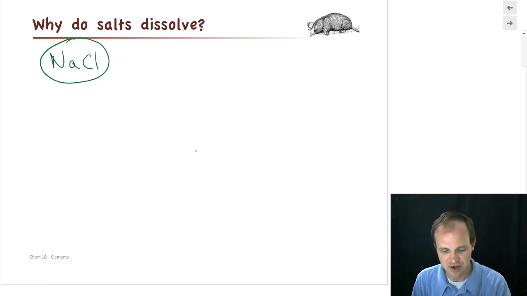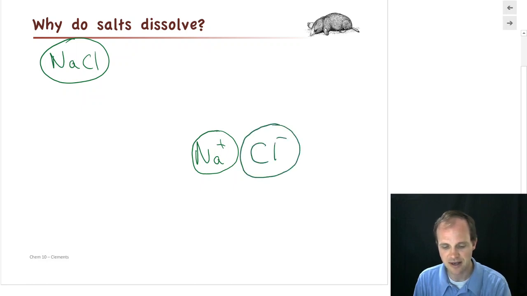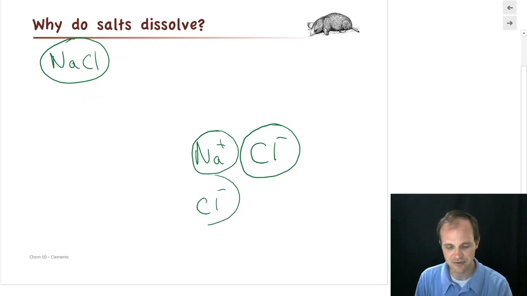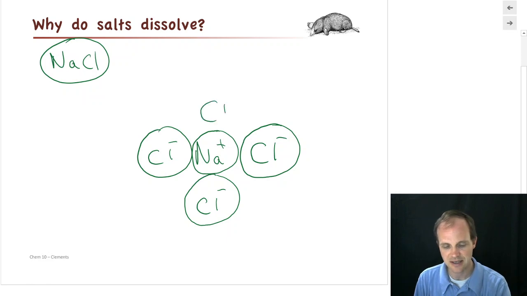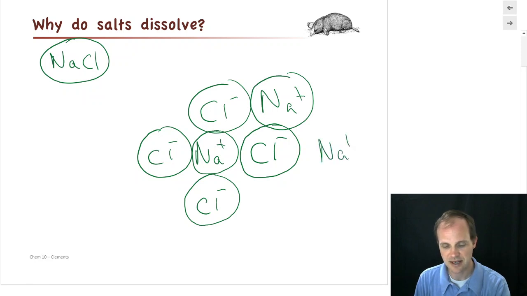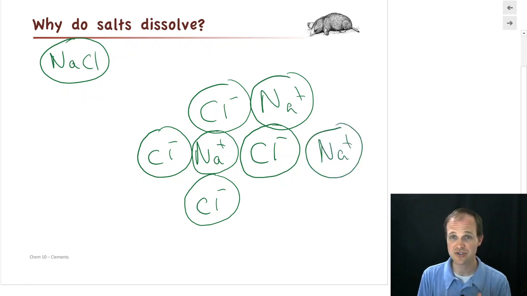Because remember, when you draw the structure for sodium chloride, it's these positive sodium ions next to these negative chloride ions. But it doesn't just stop there. Every sodium ion has several chloride ions surrounding it on every side. And every chloride ion has several sodium atoms surrounding it on every side. And it makes this one big structure, which we call a crystal.